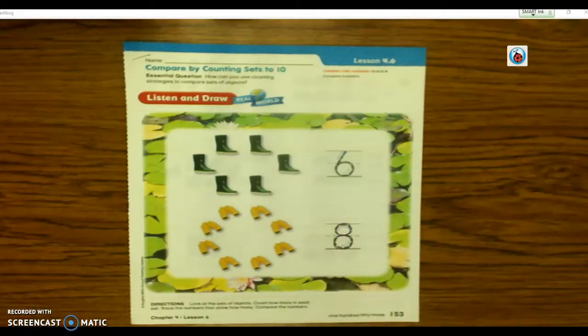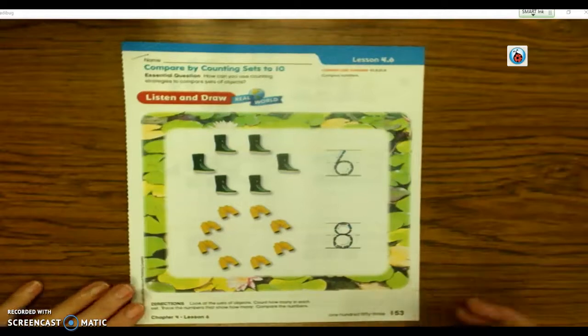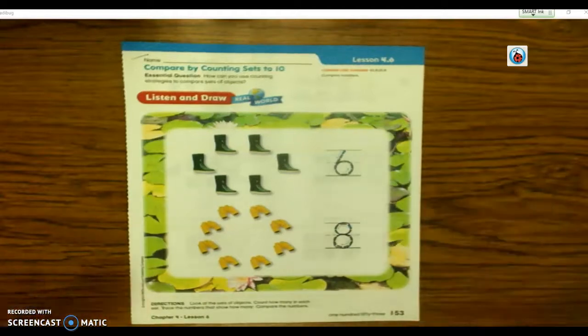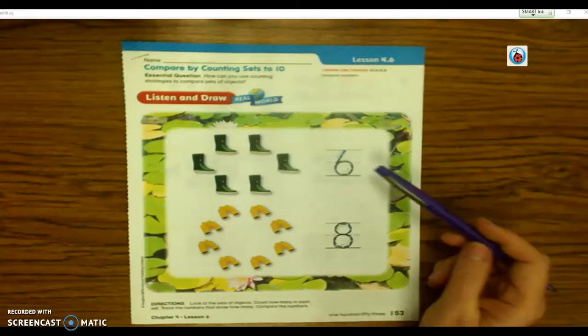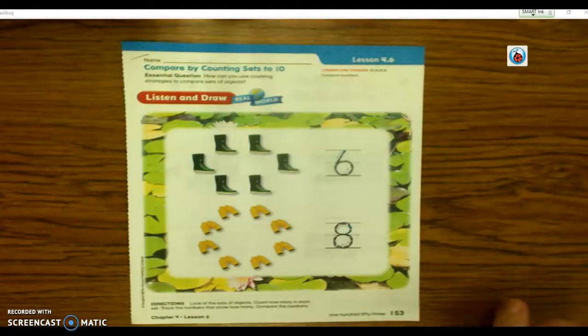All right, then they want you to compare the numbers. So which number is greater, 6 or 8? 8 is greater. Which number is less? 6 is less, or is smaller.